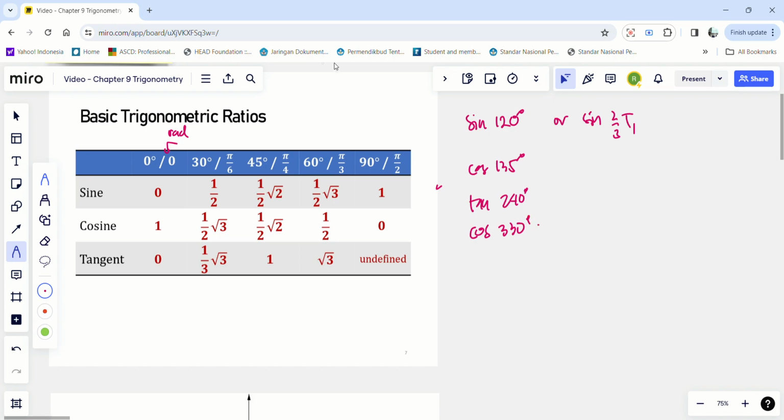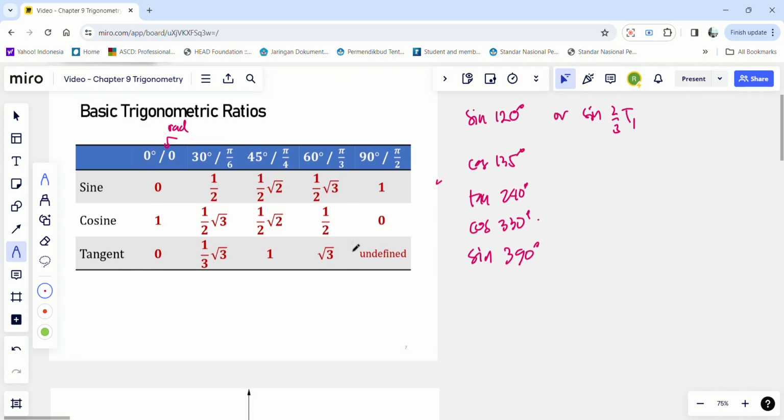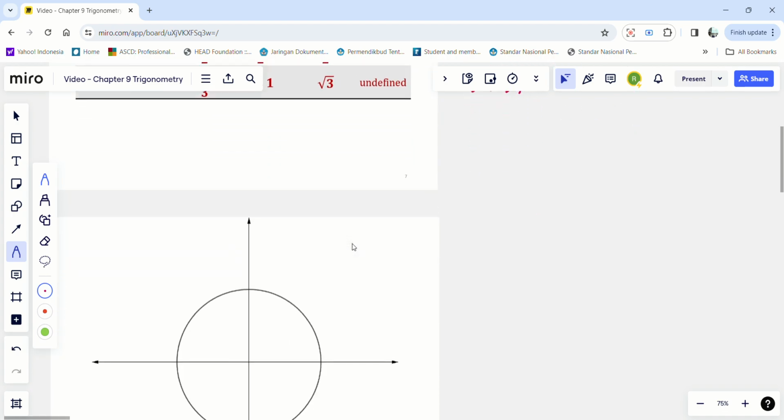Or even more than that. In the higher level, you will see even worse, maybe for example 390 degrees, and so on. So there are many things like that. So then we want to deal with how should we approach things like this? How do we make sense of this by using the unit circle?